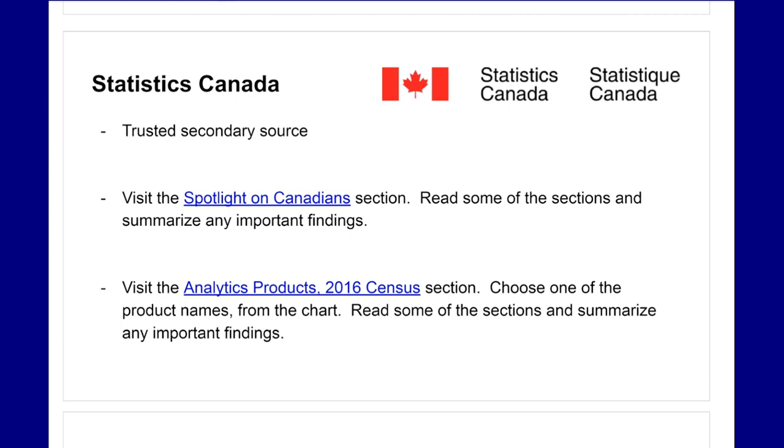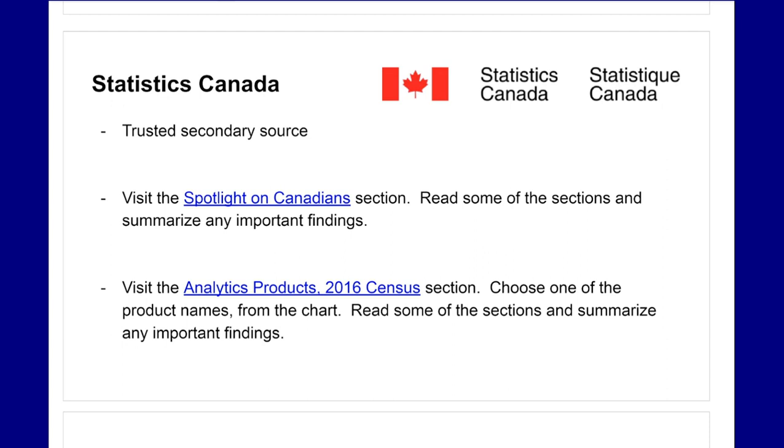So they're looking at either the census surveys that they send out every so often, or just various different parts or different aspects of Canada itself. They're looking at data, they're collecting data, they're organizing it, they're putting it into tables, they're grouping it by provinces and territories or cities and things like that. So Statistics Canada is a trusted secondary source, right? It is valid, it is reliable.